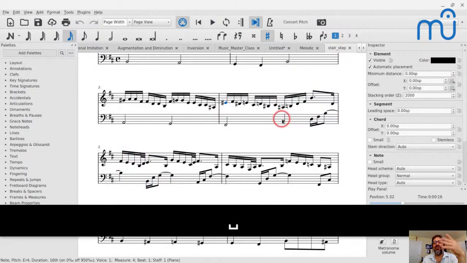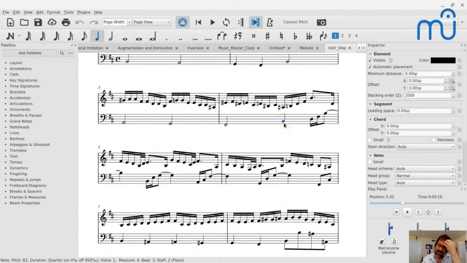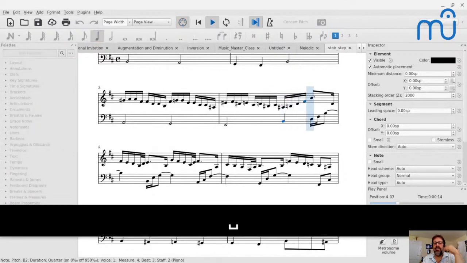Now what's happening is we have what's called a sequence. And I talked about that either last week or the week before or both, right? The idea that you have a whole little passage that you then take down a step or down a third or whatever.